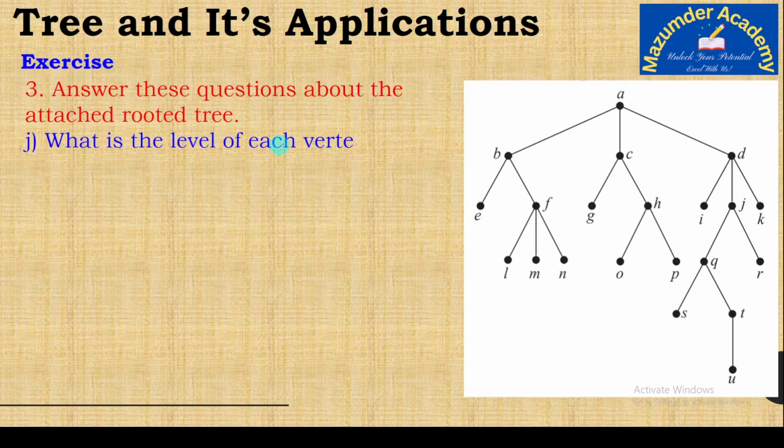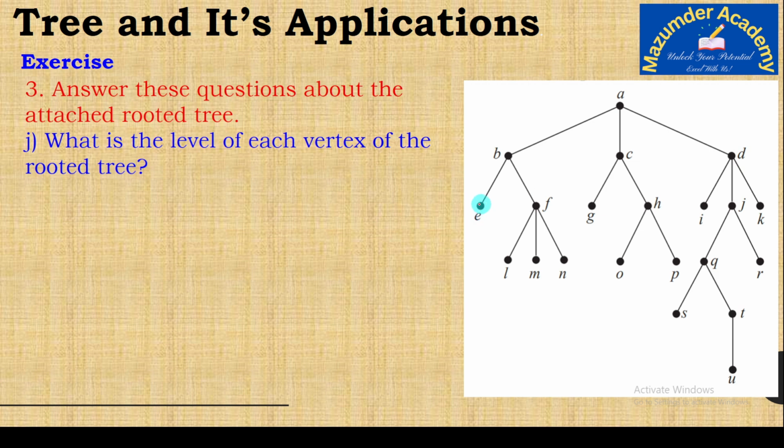So the next question that we are going to see is, what is the level of each vertex of the rooted tree? Level of A, that is the root. Is there any edge connecting the root to the root? No. So the level of A will be 0. Next, level of B. How many edges connect vertex B to the root? Only 1. So the level of B will be 1. B, C and D are all of the same level 1 in this rooted tree.